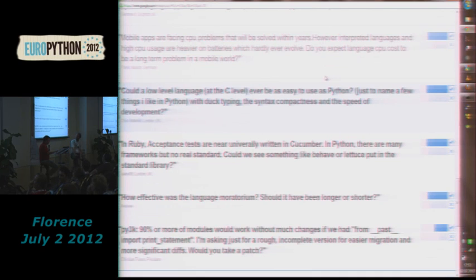So, to other finger pointing: could a low-level language at the C level ever be as easy to use as Python? Just to name a few things I like in Python: duck typing, the syntax compactness, and the speed of development.